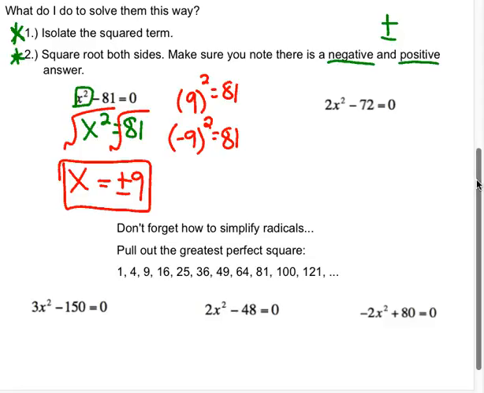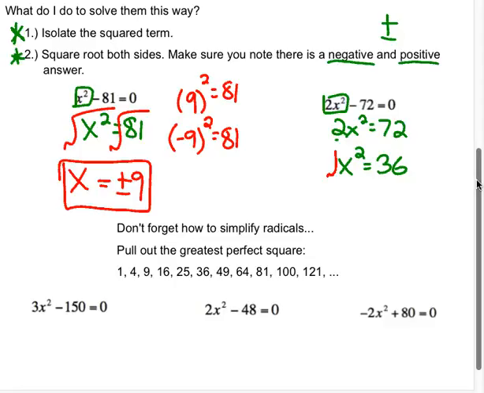Right, and of course, we can put things in there that get a little bit more complicated. So in this next one, again, I still want to isolate that first, so I'm going to add the 72 over. However, this time the x squared isn't by itself yet. I need to get rid of that 2 right there. So I'm going to divide both sides by 2. And now the x squared is completely by itself.